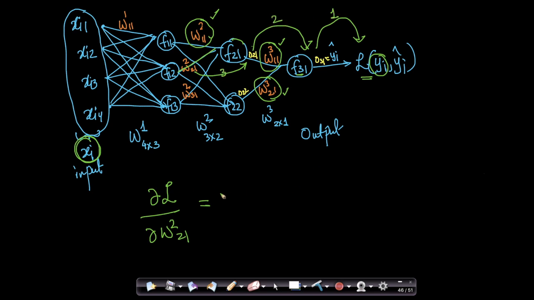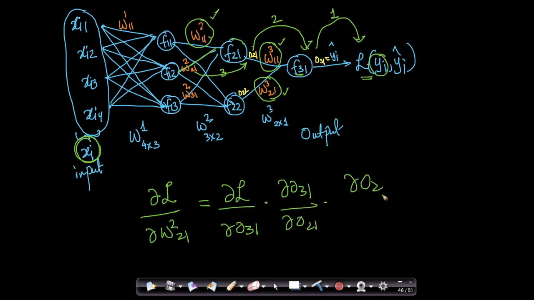Okay, so let's write it again. So derivative of L with respect to O31, and O31 with respect to O21, right? And O21 is also dependent on W221. So W221, simple. So this is also done.